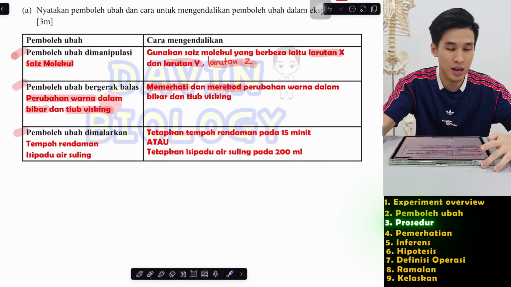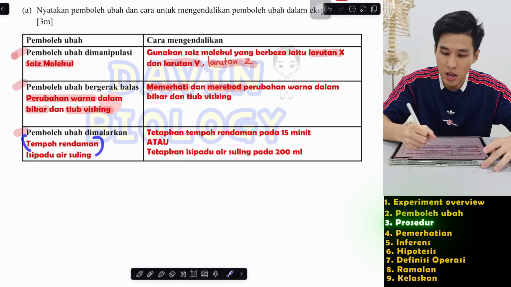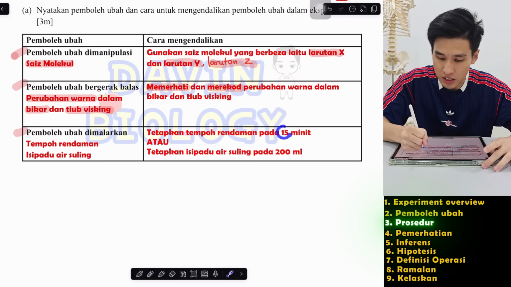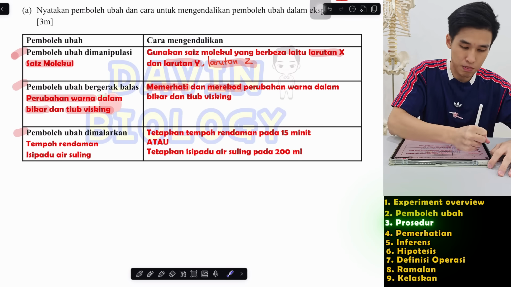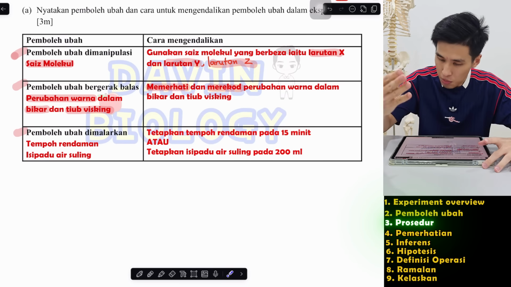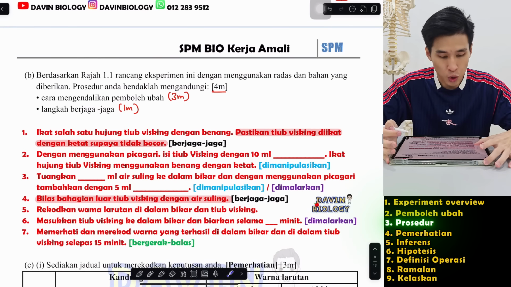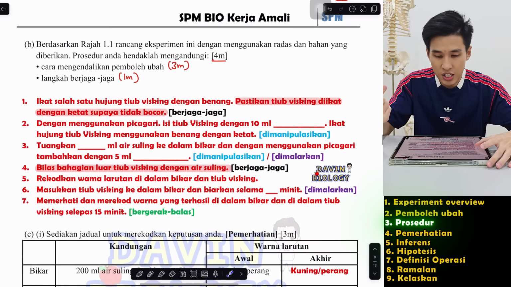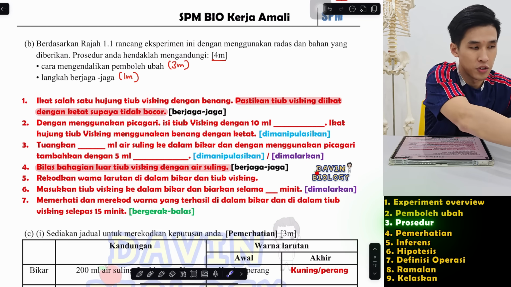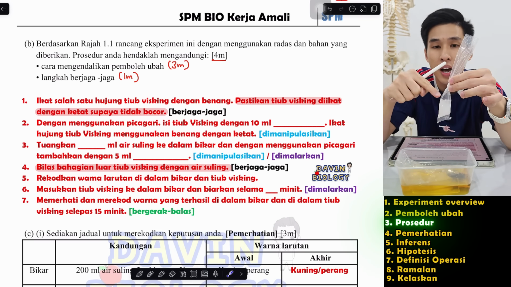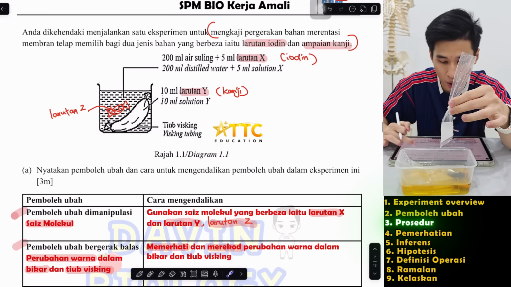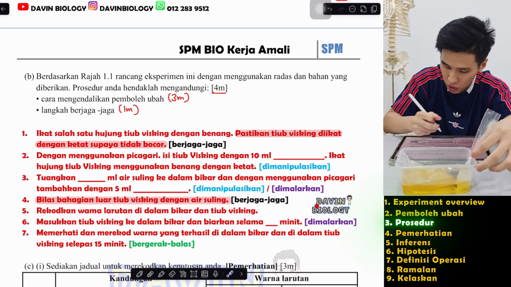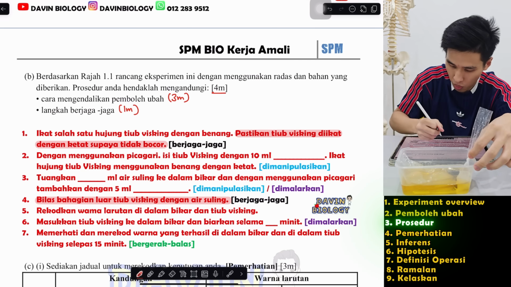So for Pemboleh Ubah dimalakan, let's say if it's tempo rendaman, you need to mention 15 minutes. So if you mention how long is the tempo, you get mark, 1 mark. Same for isi padu, you mention 200, got marks. So let me show you how to write this, how to get marks for this. So first, dimanipulasi. So dengan menggunakan picagari, isi tube visking dengan 10 ml of your larutan. What was larutan already? Larutan Y, your kanji. So I put inside the tube visking, I put the kanji inside. So with larutan Y.